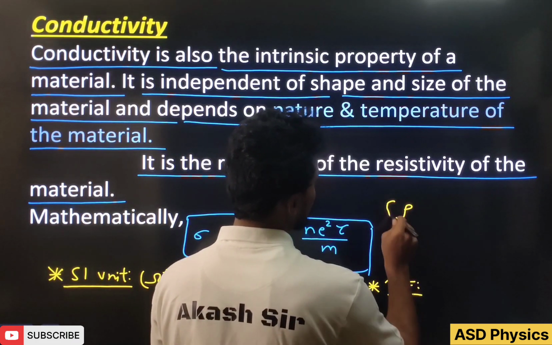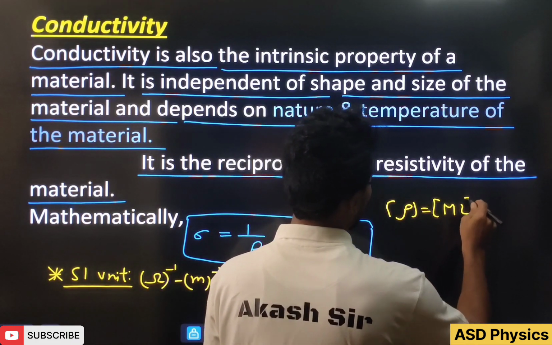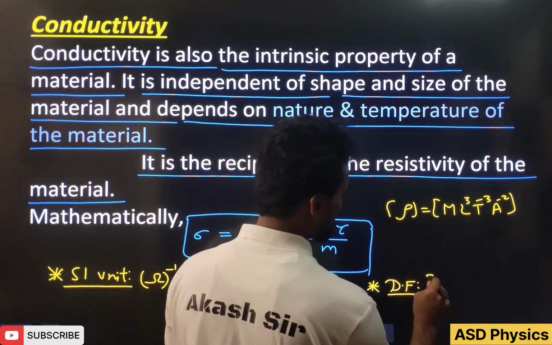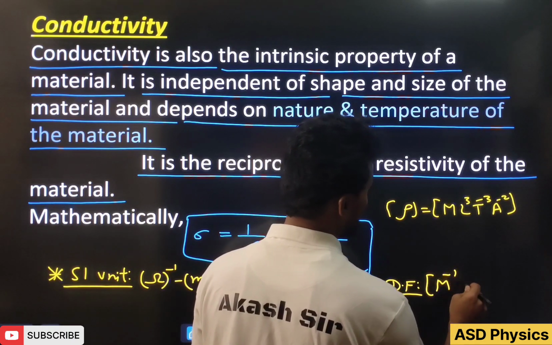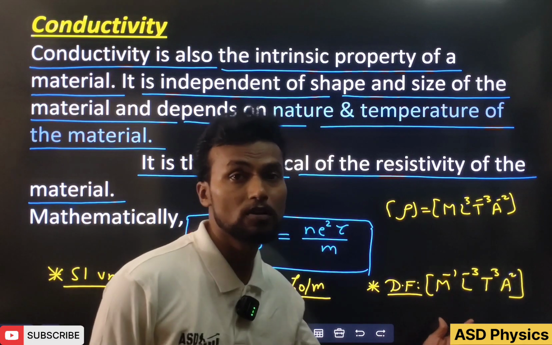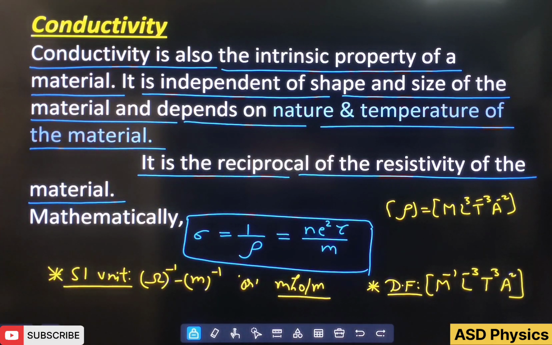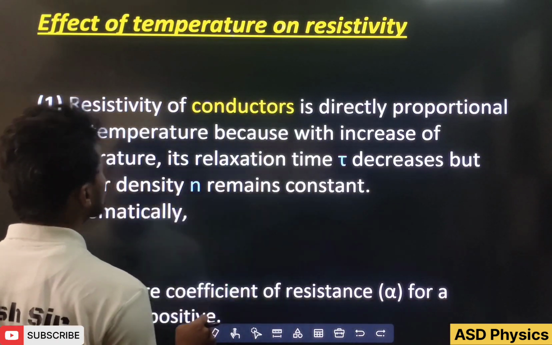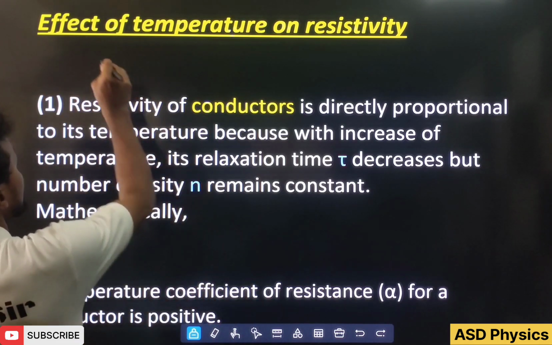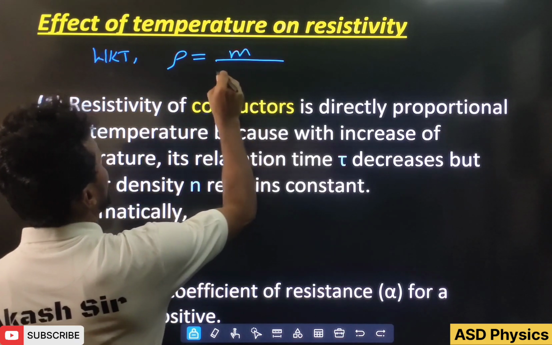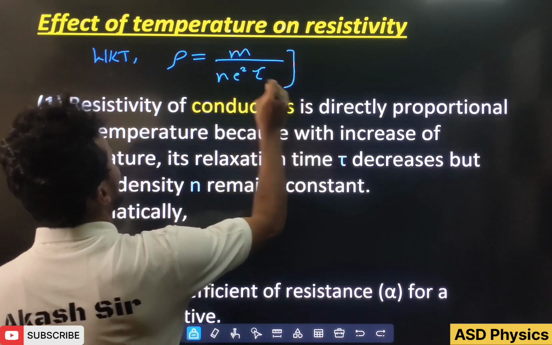So for the resistivity dimensional formula, what was there? It was M L cube T power minus 3 A power minus 2. This time I remember. So now the dimensional formula of the conductivity will become, make it reverse, M power minus 1, L power minus 3, T power 3 and A square. This will be the dimensional formula of the conductivity. They may ask in an exam, so kindly see very well. Great. Next, students, we are going to see the effect of temperature on resistivity. Okay, so students, we know that rho equal to m by n e square tau.